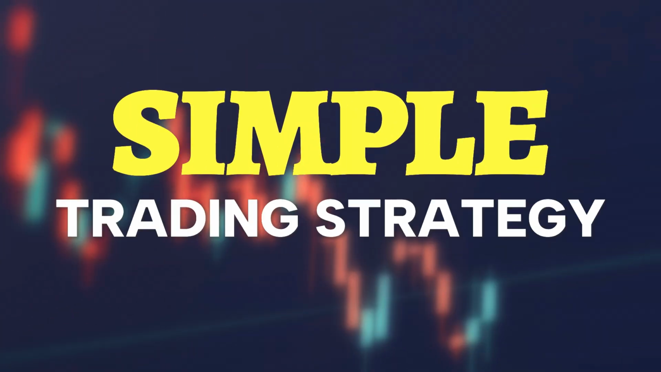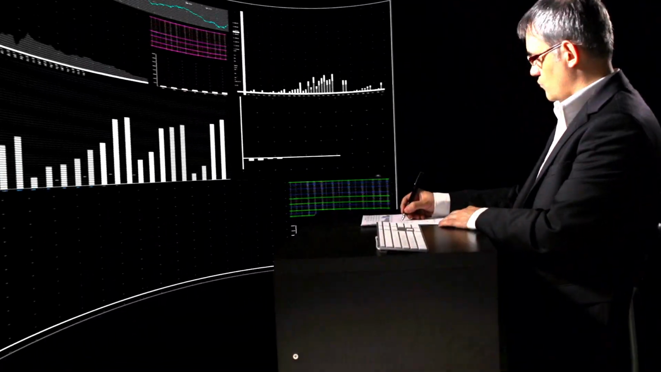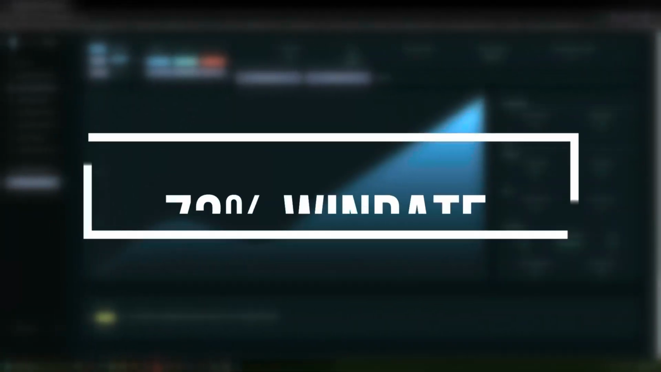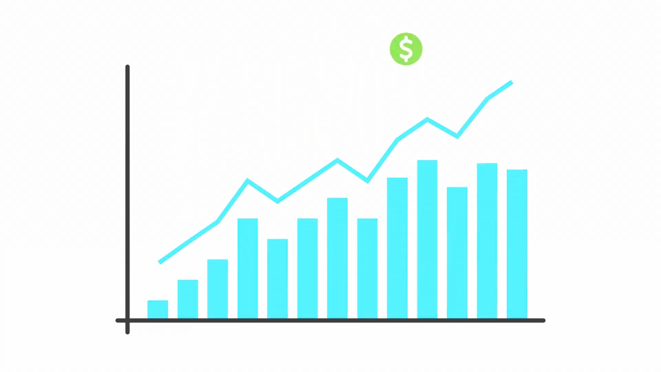Hey traders, today I'm sharing a simple trading strategy that's perfect for beginners. The system uses the same concept pros rely on, but it's so easy anyone can follow. My backtest showed a 73% win rate, so it's profitable despite being straightforward. No jargon, no complicated steps, just a clear way to make consistent trades.